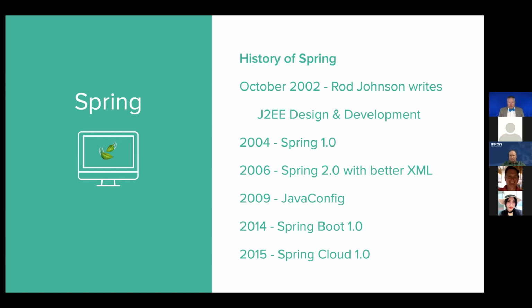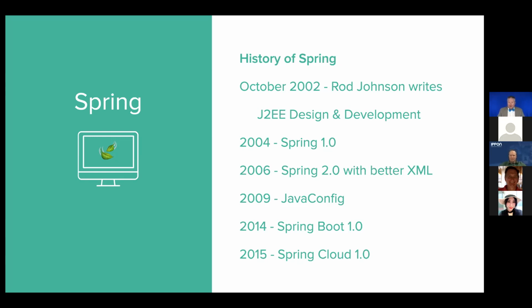So Spring all started in October 2002. Rod Johnson published a book called J2EE Design and Development. And the ideas in there were so popular that people took it, created Spring, and Juergen Hoeller got involved, and the rest is history. 2004 was Spring 1.0, and an interesting thing about when Spring 1.0 was released is a couple of other frameworks that haven't quite done so well were released as well. Flex 1.0 and JSF 1.0. So that all came out around the same time.